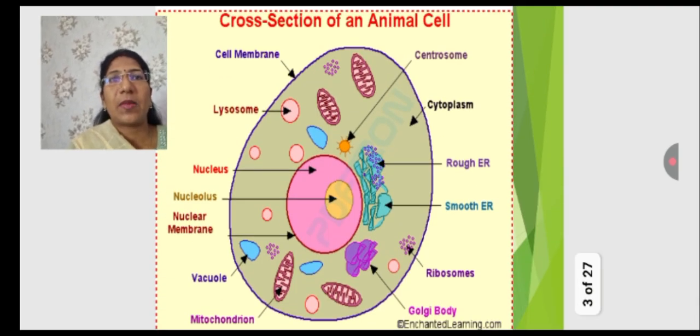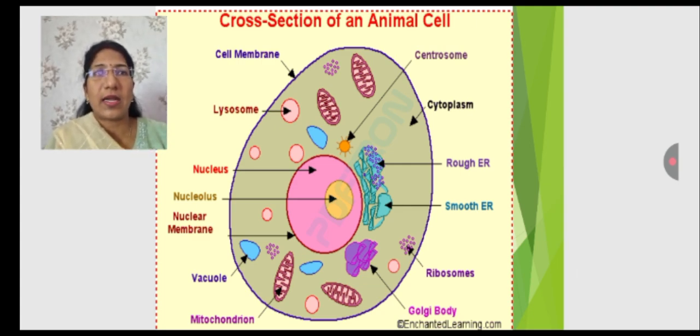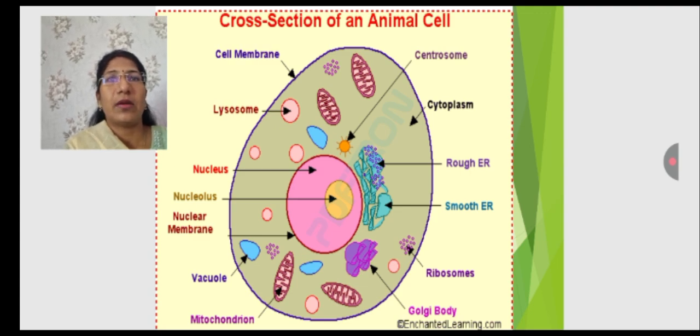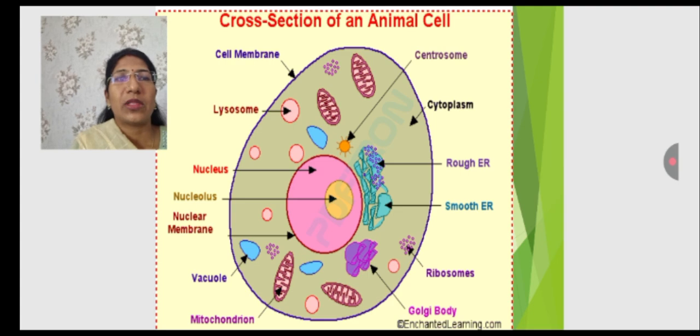See, this is the diagrammatic representation of a cross section of an animal cell. In this animal cell, we can see different organelles: cell membrane, lysosome, nucleus, nucleolus, nuclear membrane, vesicle, mitochondria, centrosome, cytoplasm, then rough endoplasmic reticulum, smooth endoplasmic reticulum, ribosome, Golgi body. These are the parts of the animal cell, and each organelle has a different function.